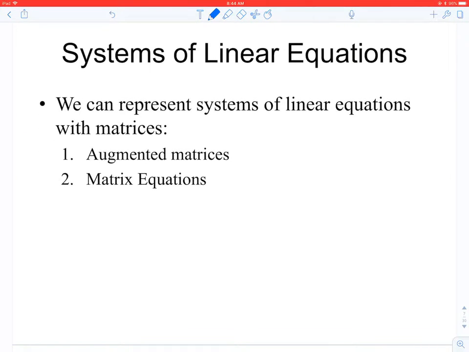So we can represent systems of linear equations with matrices as augmented matrices or using matrix equations. So in this class, we are going to be using augmented matrices. Matrix equations, we will not be studying in this class, but if you continue on with your mathematics, you would probably see them in linear algebra.